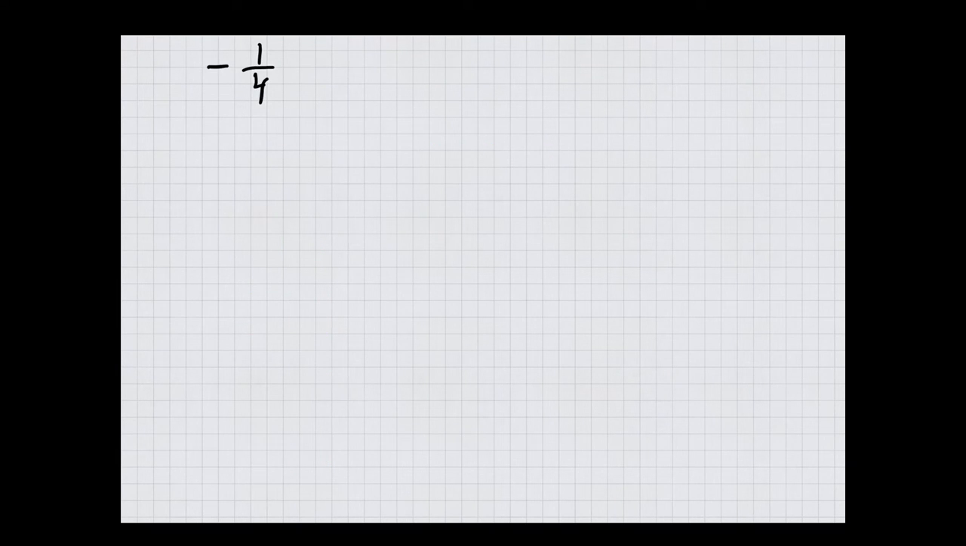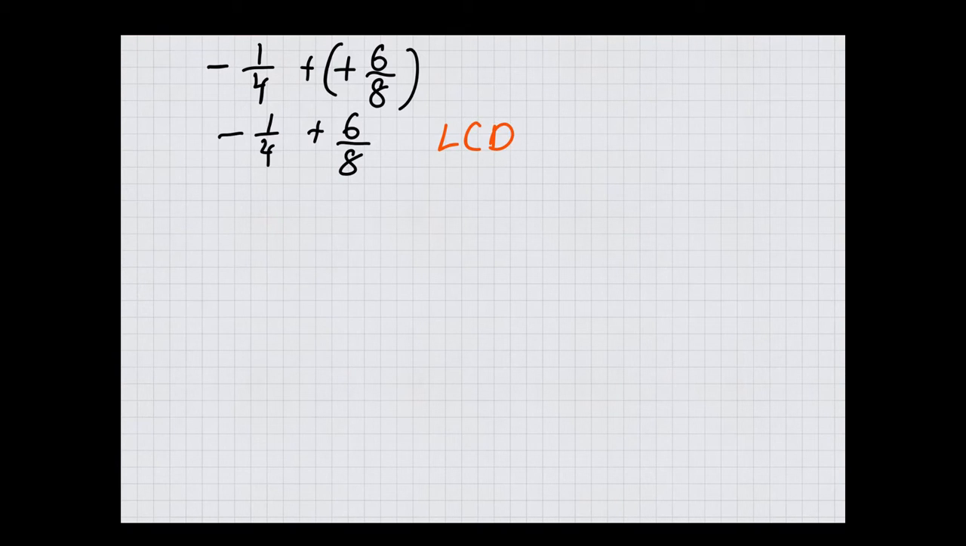Negative 1/4 plus positive 6 out of 8. First step, simplify signs. We have negative 1 out of 4, positive times positive, plus 6 out of 8. Next thing, the least common denominator of 4 and 8 is 8. Multiply 4 by 2 to get an 8. Whatever we multiply the denominator by, we multiply the numerator at the same time. So this ends up being negative 2 out of 8 plus 6 out of 8.